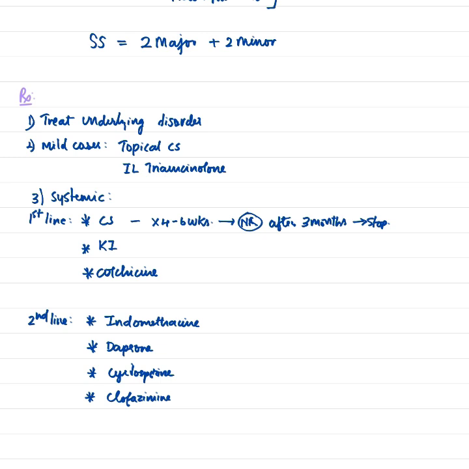Then colchicine in a dosage of 0.5 mg TID can also be tried for up to 2 to 3 weeks. Then second line agents such as indomethacin 150 mg per day, or dapsone 100 to 200 mg per day, or other agents such as cyclosporine, clofazimine, interferon gamma, and interferon alpha can also be tried.